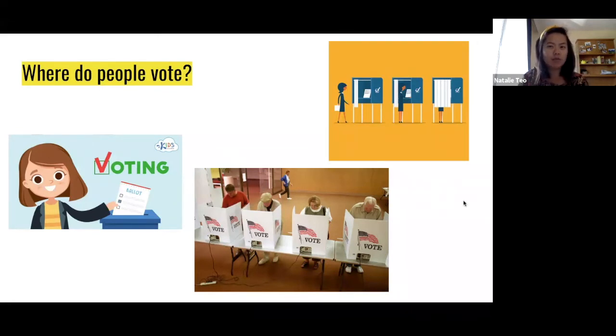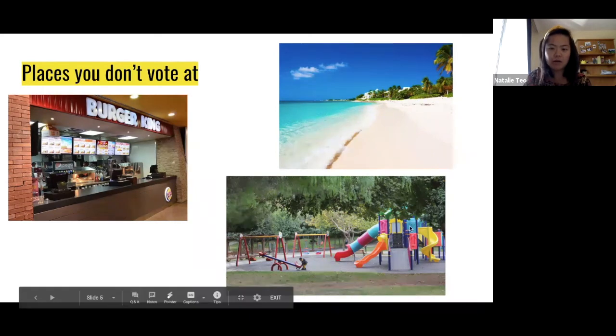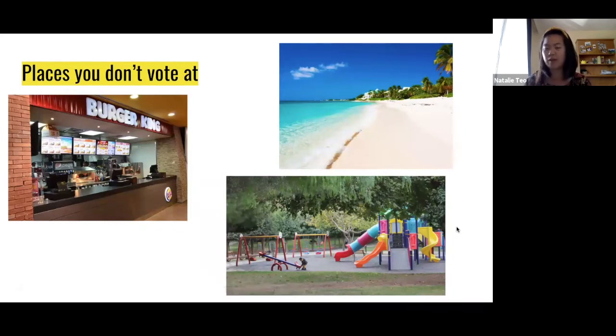But now, where do you think people don't vote? Places we usually do not vote at. Can you vote at Burger King or McDonald's? Usually not, because there's so much food and people are trying to get food. That's usually where we eat. Could you vote at a playground? I don't usually see any booths, and that might get pretty loud, or papers might fly away. So usually we don't vote at a playground or at the beach, because at the beach you want to relax in the sun. Those are places people don't usually vote at.